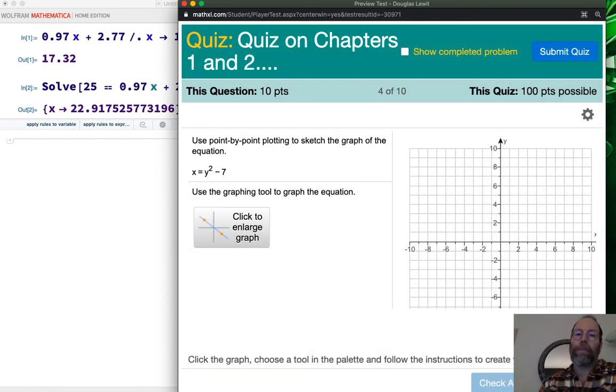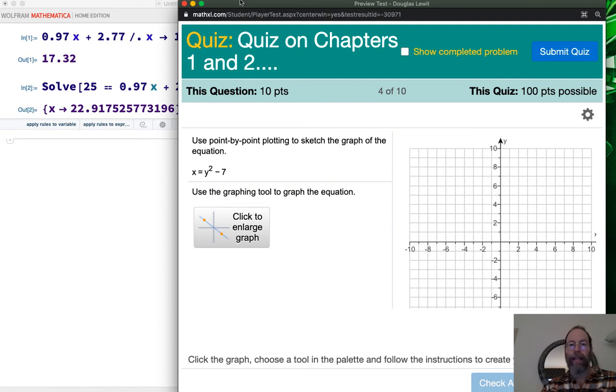Use point-by-point plotting to sketch the graph of the equation x is equal to y squared minus 7. First of all, if we're plotting a parabola, this is a second-degree equation, so you need 3 points in order to plot this graph. But also notice we have x is equal to y squared minus 7, which means that x is going to be the axis of symmetry, not y. It's going to be x.